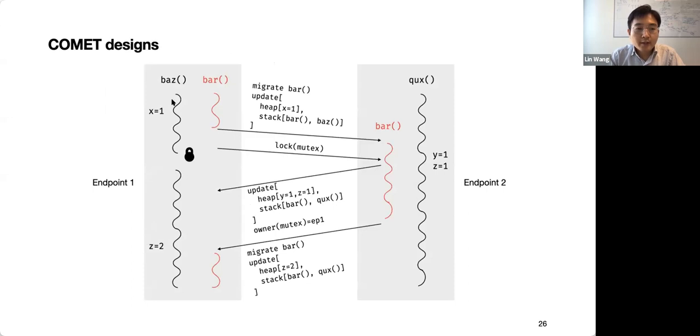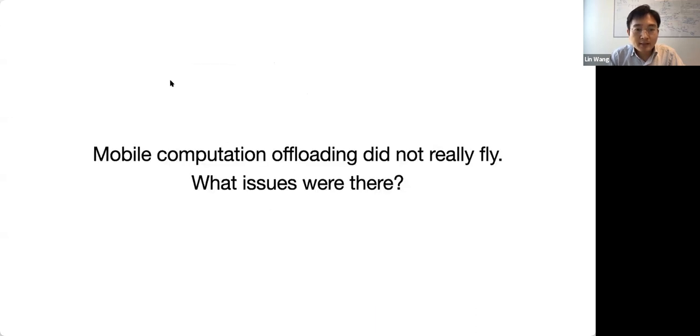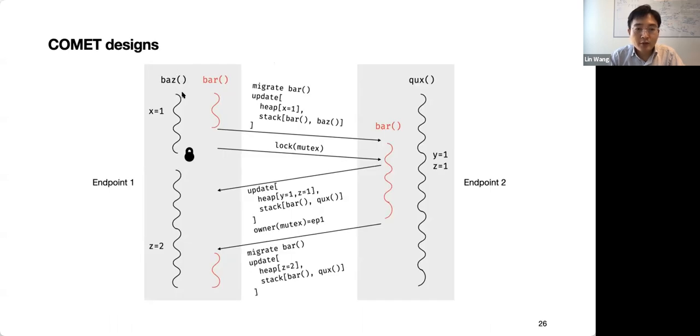The general idea is, for instance, here is a simple example. We have multiple threads within one application, and we have two endpoints here. The foo thread is executing and it wants to modify the variable X, assigning one to X. Then we have another concurrent thread, bar, which is also executing. At a certain point, we want to offload this thread to the remote server, endpoint two. We migrate this method, but at the same time we also move the state, like the heap with this variable X.